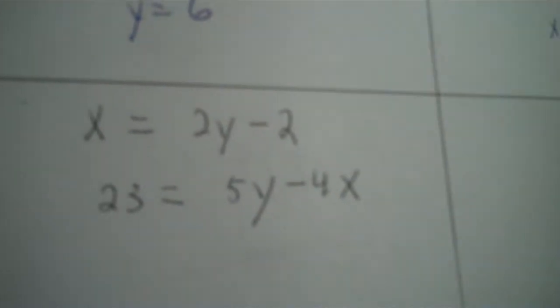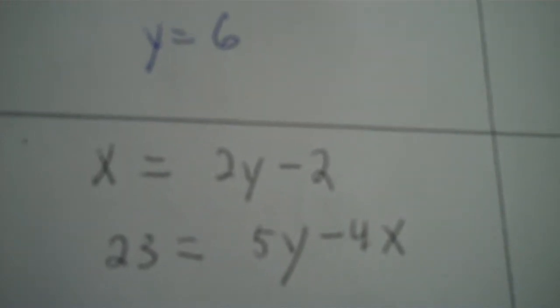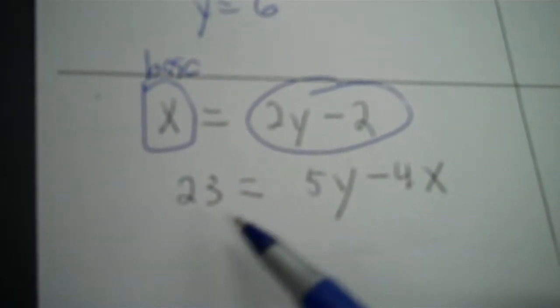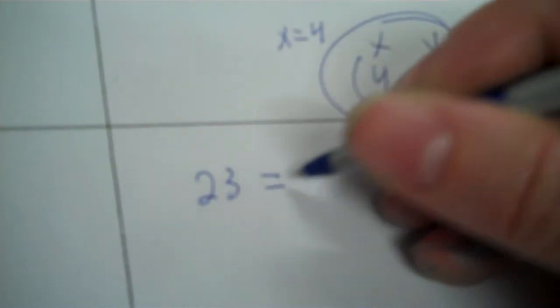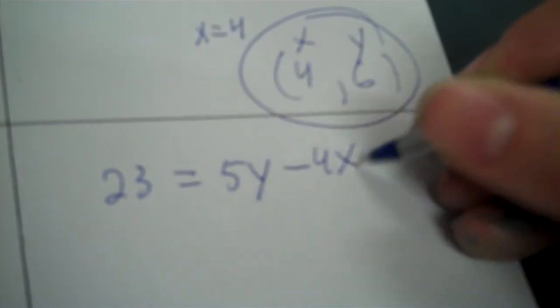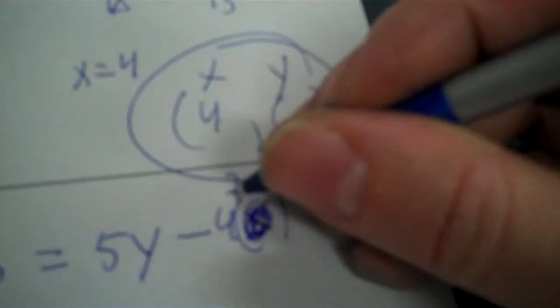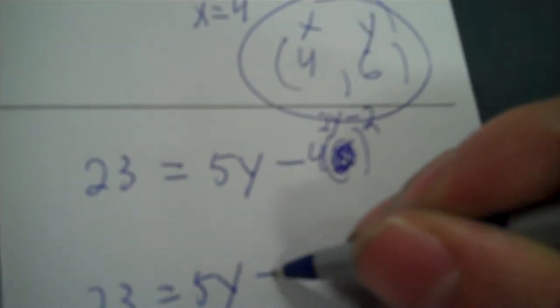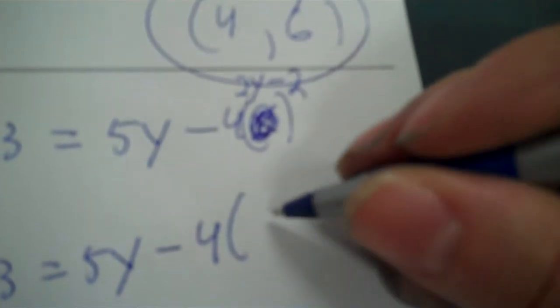Okay, last one. X equals 2y minus 2. 23 equals 5y minus 4x. Okay, that's my base. Write the off-base equation. 23 equals 5y minus 4x. Parentheses goes to x, okay? And you replace it with 2y minus 2. So 23 equals 5y minus 4. Now I make my parentheses and put 2y minus 2.